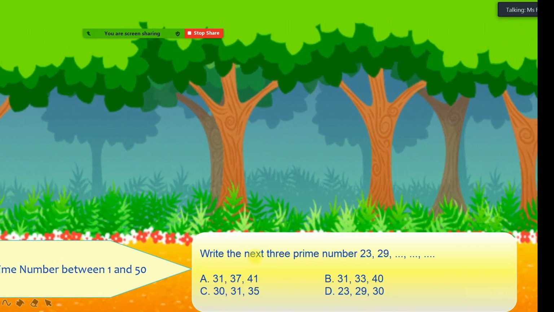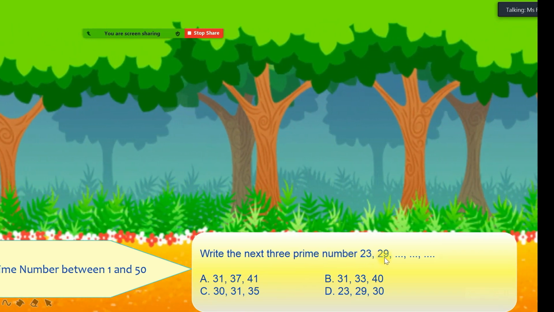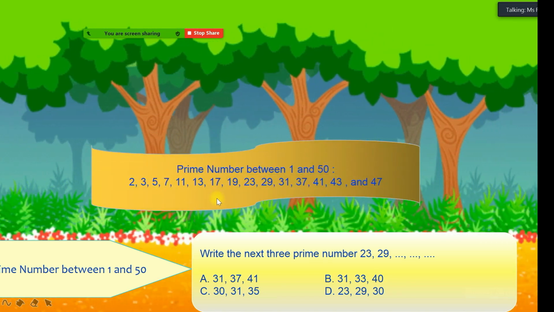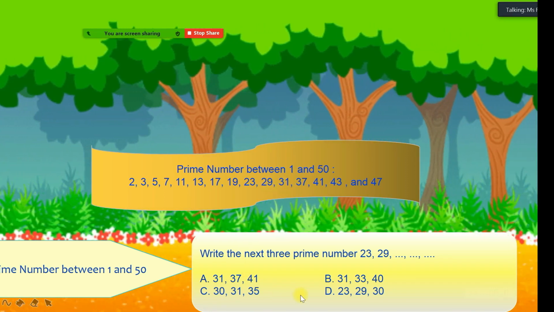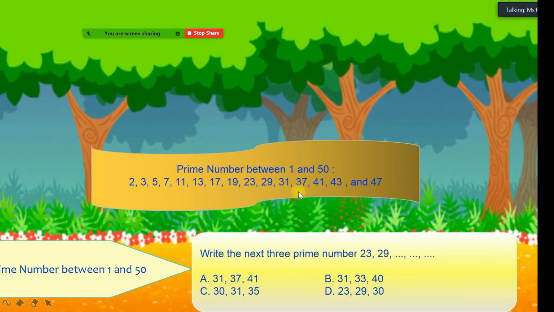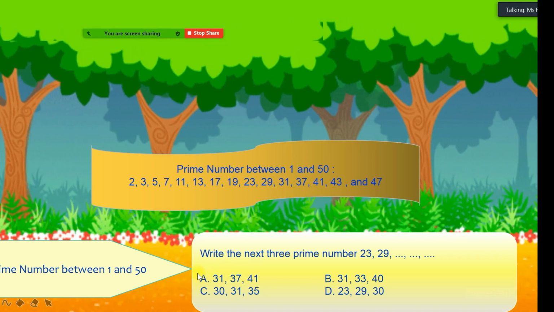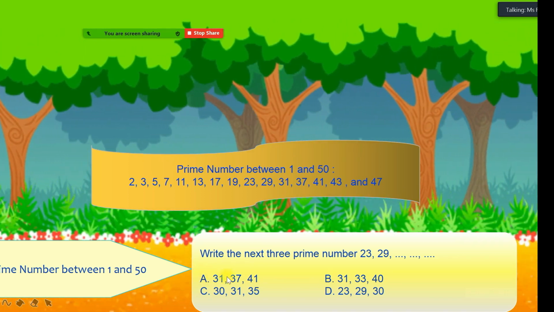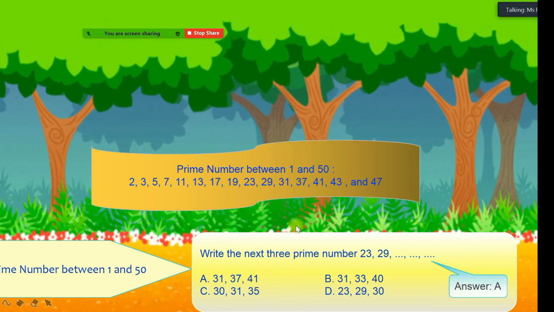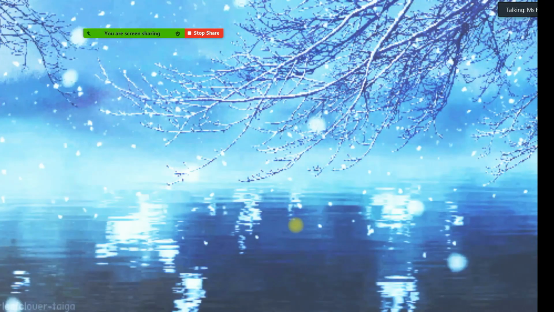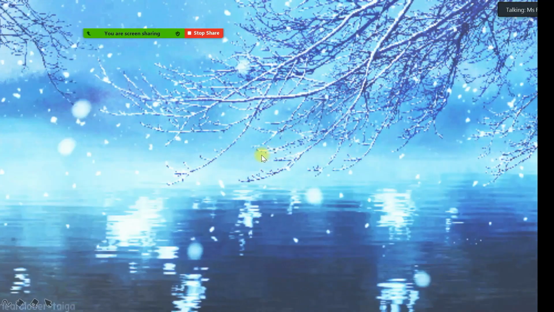Write the next 3 prime numbers. 23, 29, blah blah blah. 23, 29. After this, 31. Where is 31? A or B? And then 37. So the answer is A: 31, 37, and 41. So in prime numbers, you must memorize the prime numbers between 1 and 50.